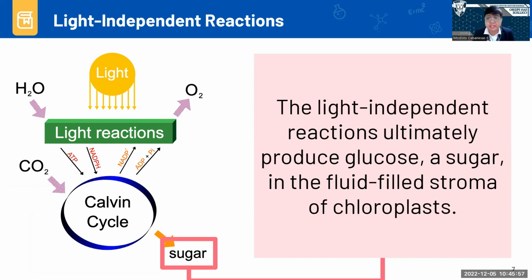So the light-independent reaction will produce glucose, one molecule of glucose, which is considered a sugar, of course, and it will ultimately be used by our plants so that they will have their food source.